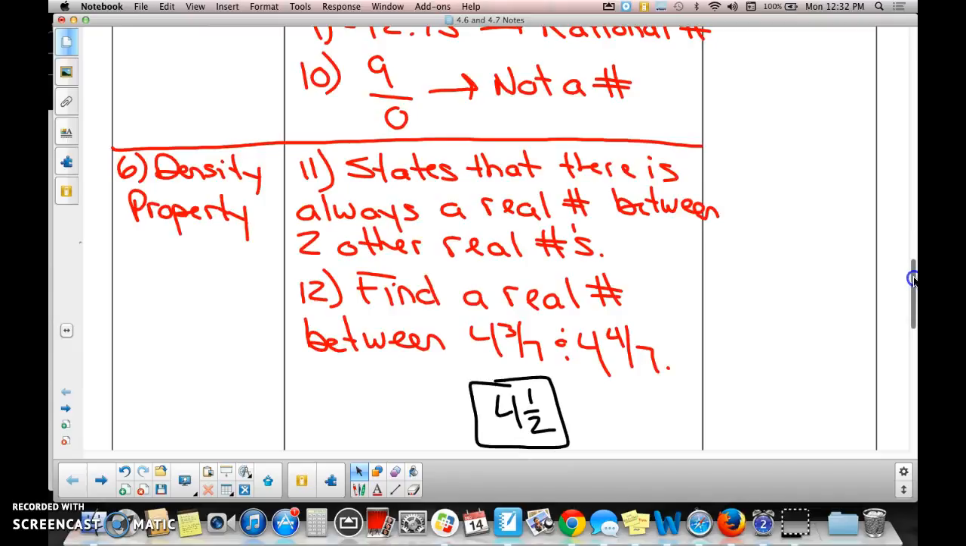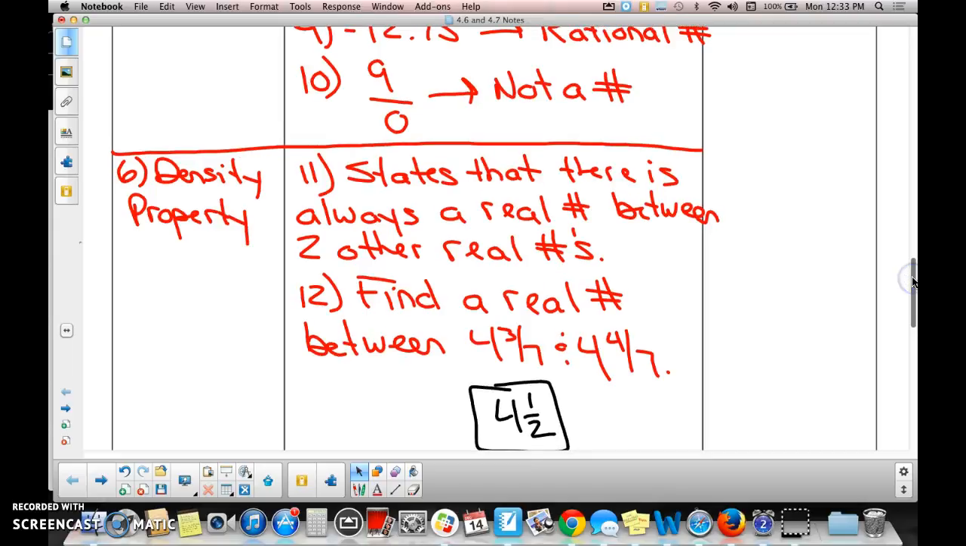Density property, we talked about the difference between when the density property works and doesn't. Is there a density property for whole numbers, you guys? No. Yes or no? No. No density property for whole numbers. So there's got to be a number between 2 other numbers.